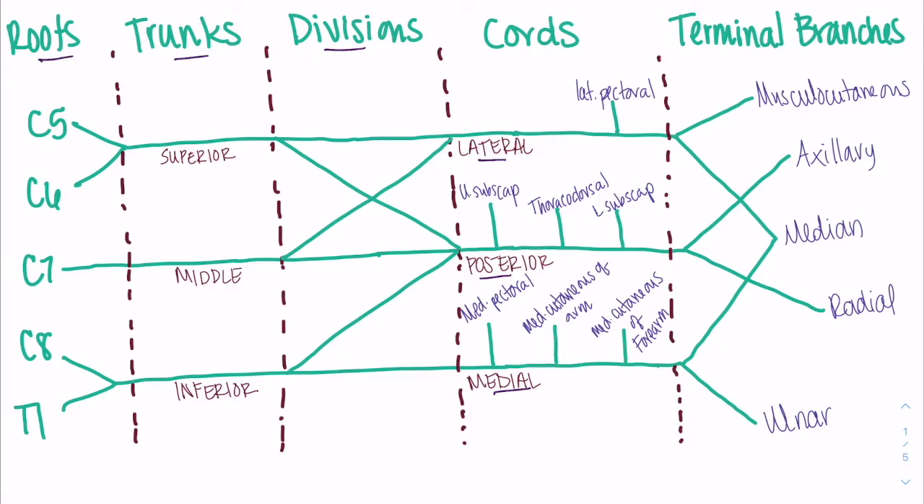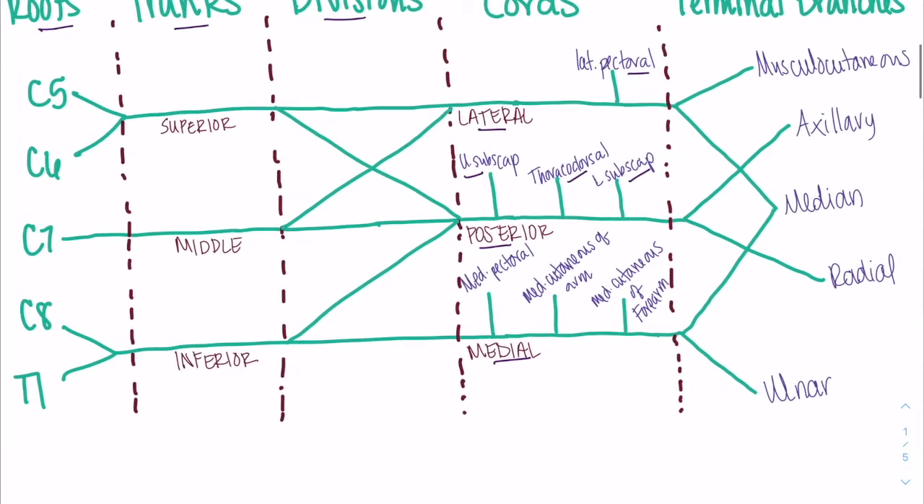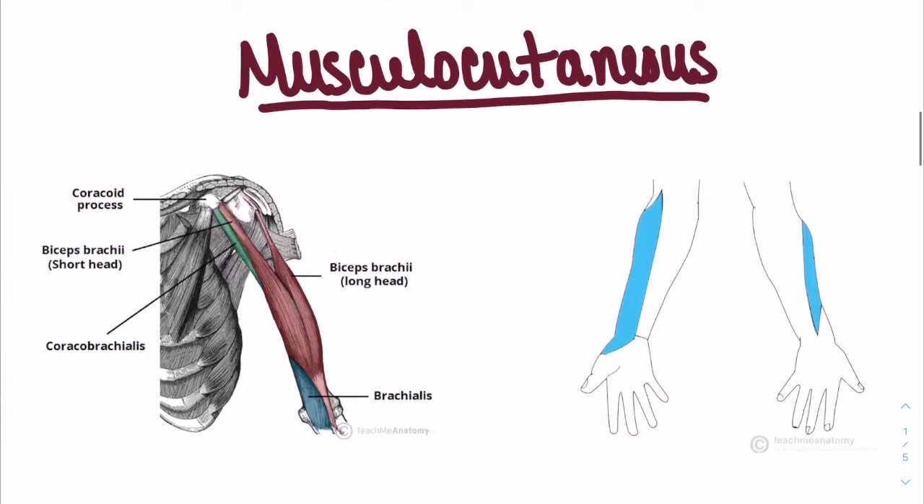So branching from the lateral cord, we have the lateral pectoral nerve. From the posterior, we have three: upper subscapular, lower subscapular, and thoracodorsal. And from the medial, we also have three: the medial pectoral, medial cutaneous nerve of the arm, and medial cutaneous nerve of the forearm. So now we're going to look at the terminal branches.